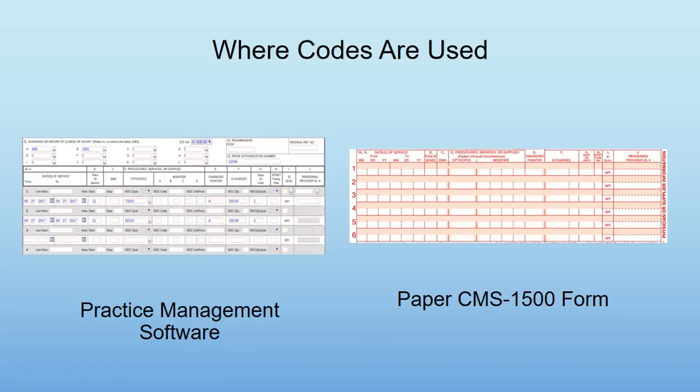Where these codes are used, these are some examples electronically and on the paper where these treatment and diagnosis codes would be used. The blocks in the electronic practice management form correspond to the blocks on the paper form. I don't know how well you can see this, but there are locations for the diagnosis to be entered, and the corresponding treatment codes and dates of service would be entered lower in what they commonly refer to as the block 24.